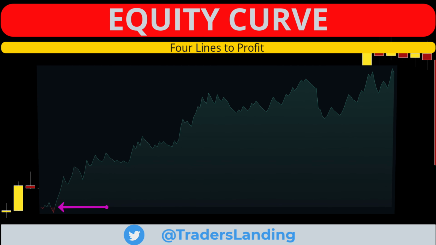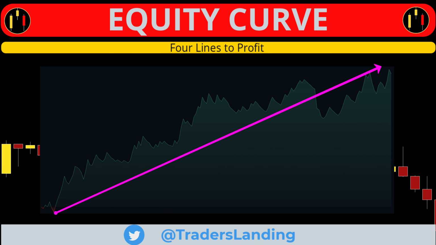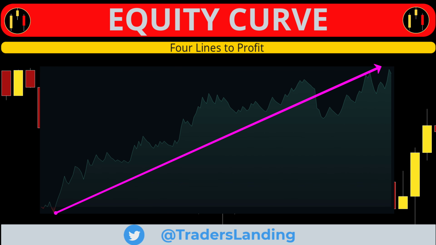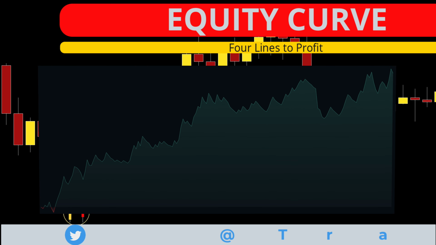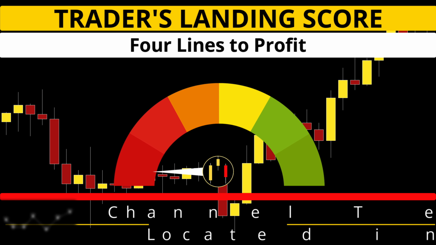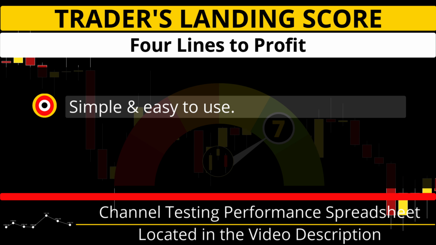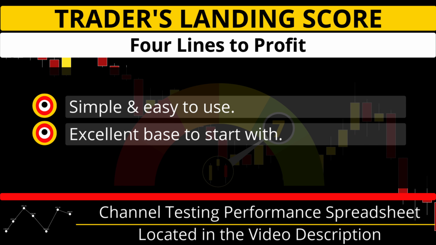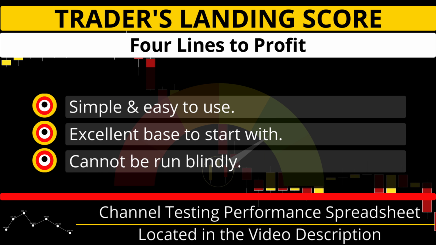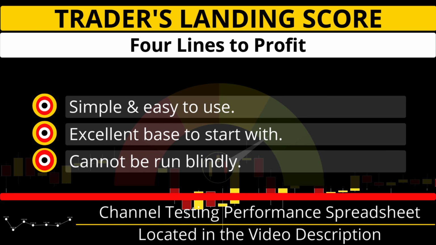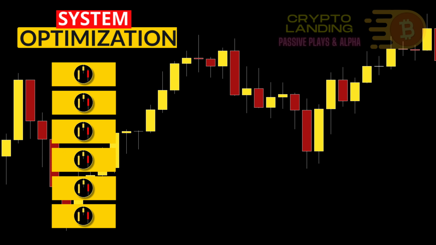The equity curve actually starts in the drawdown but then looks like an unstoppable force. What I like here, especially for new traders, is there is no period of extended drawdown. I give this system a Trader's Landing score of 7 because it is simple with clearly defined rules. It is a great base to start adding other conditions and indicators to, but you cannot just blindly run this system as tested for the best results. Remember, the enemy of great is good.